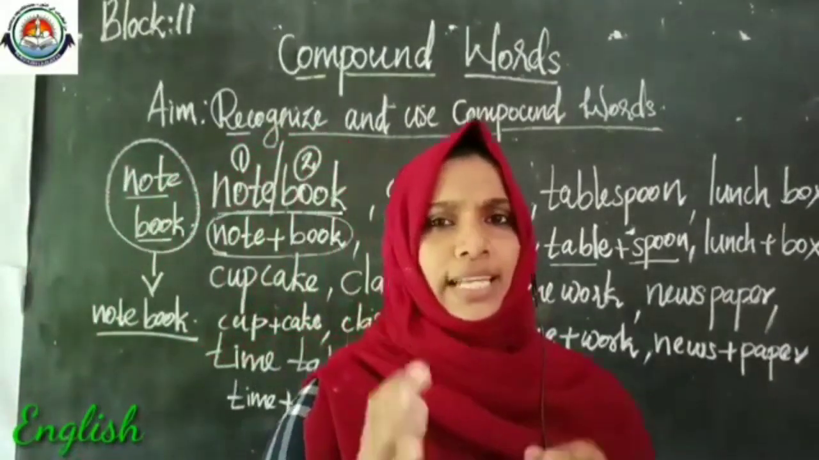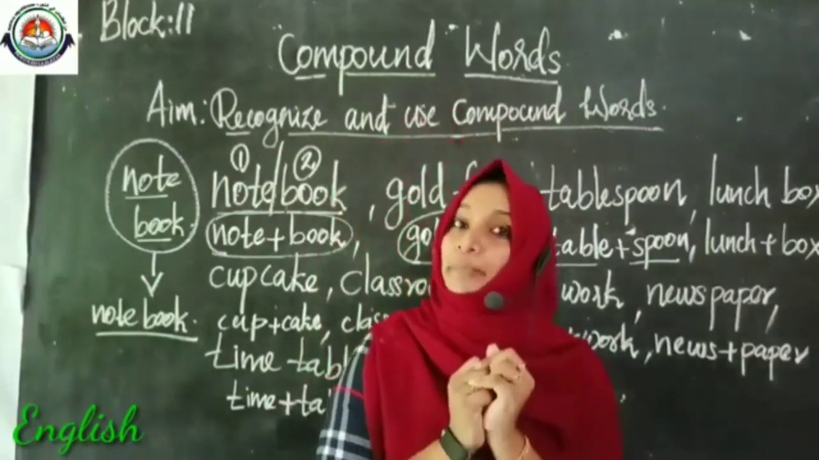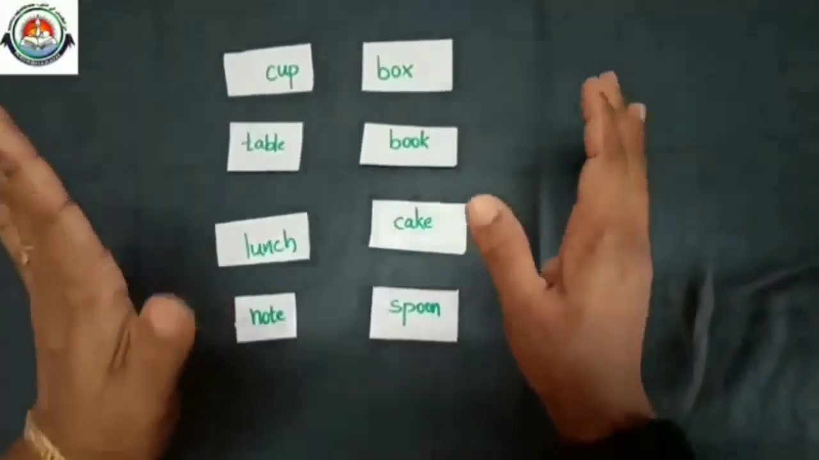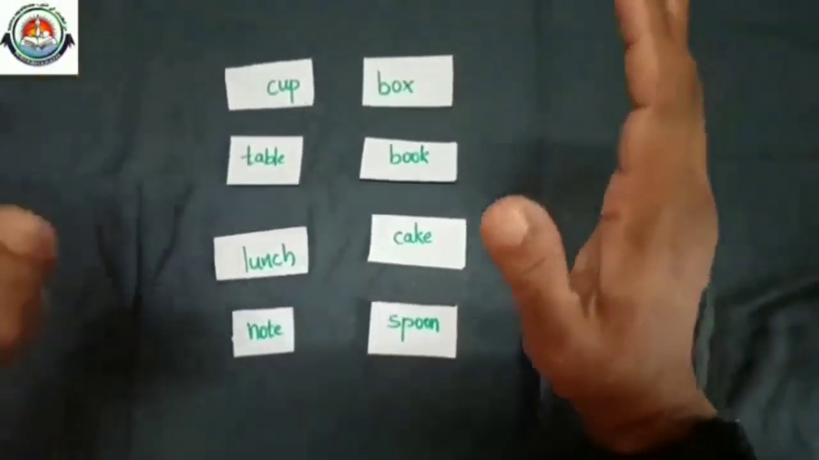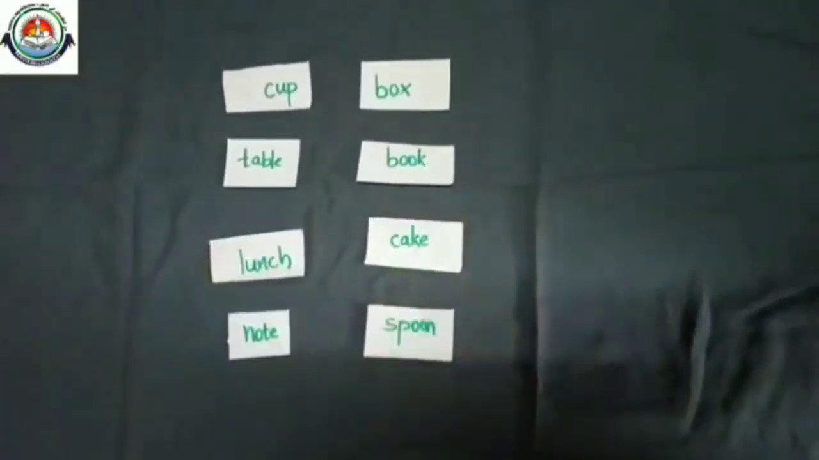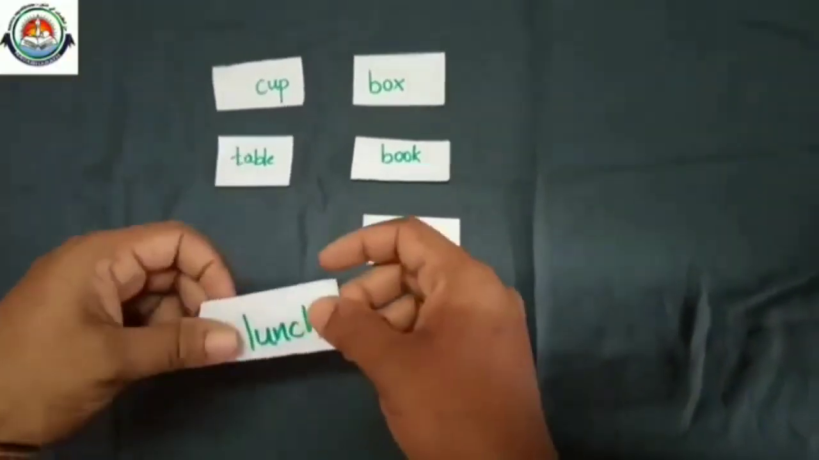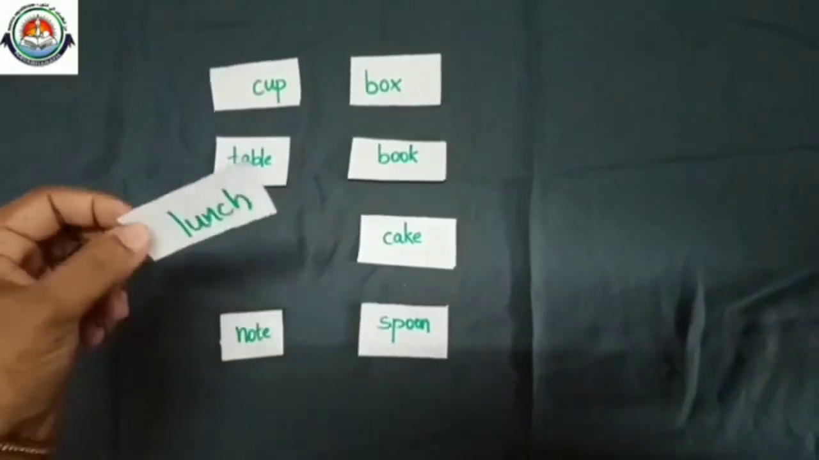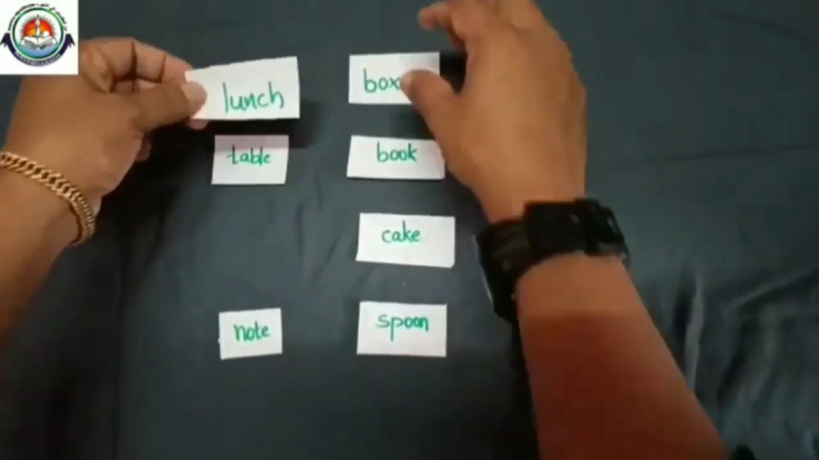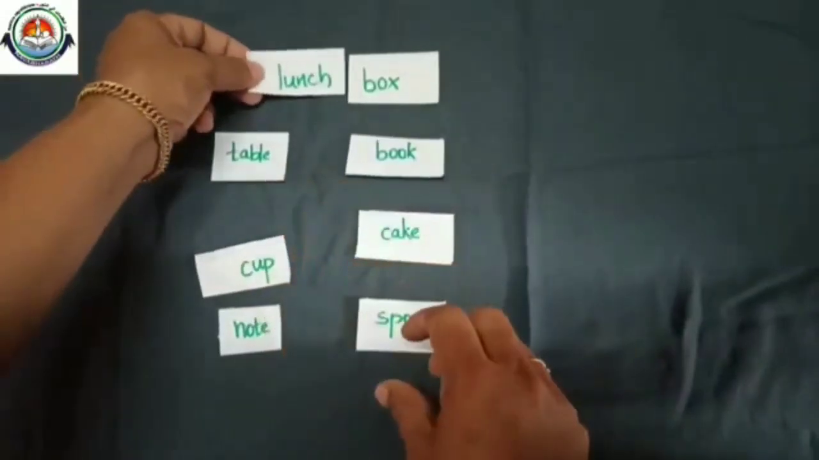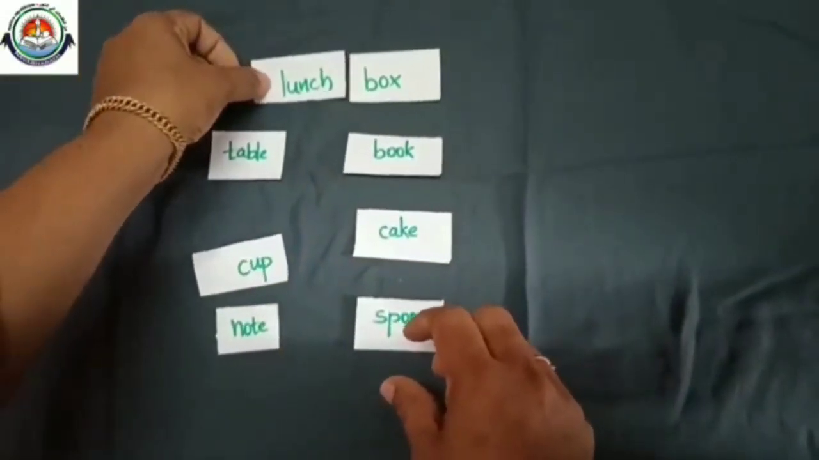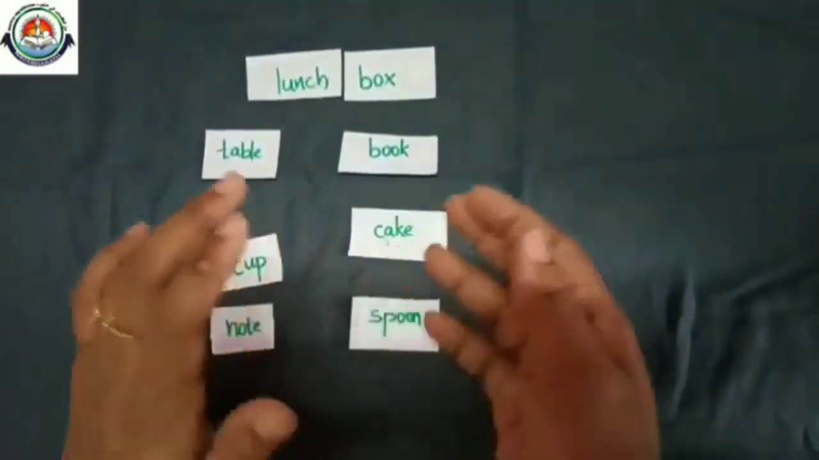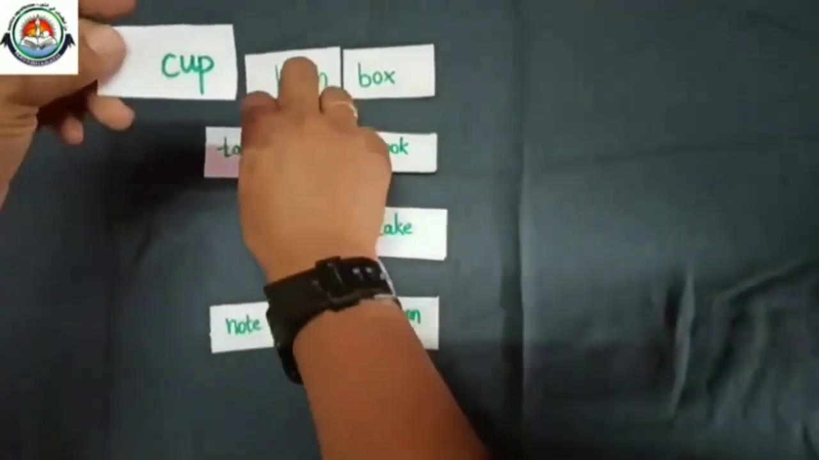So now let's make some compound words with the help of some paper chits. So let's move on to that activity now. Dears, these are the paper chits. Now I'll pick one paper chit from here. It is lunch. Then we have to find the combination of this word. See, let's find out the combination of this word. It is lunch plus box. Now what is the word? It is lunch box. Then next word, let's take cup.